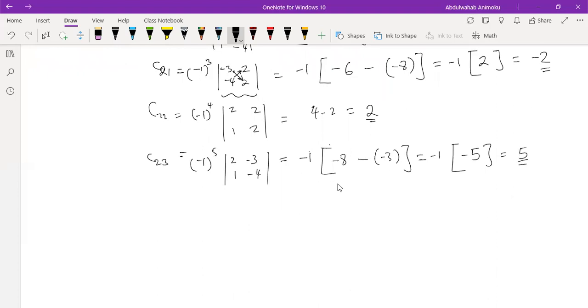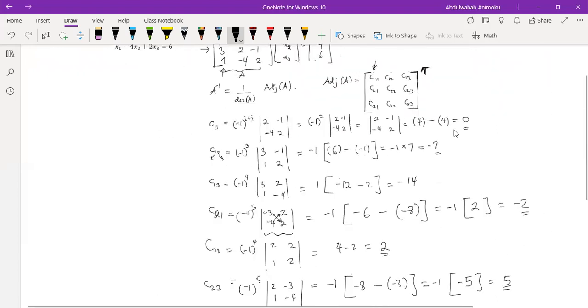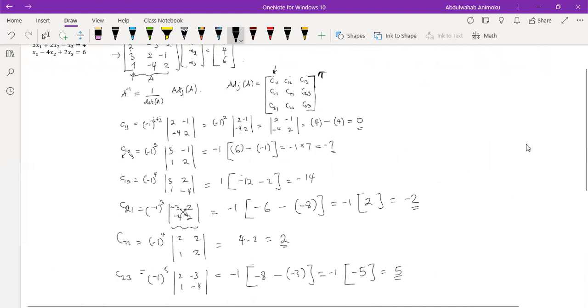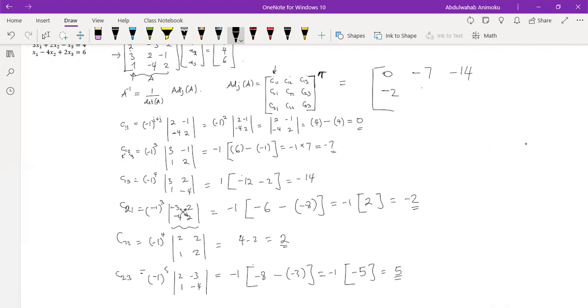Okay. So we are moving gradually. So let's see what we have so far. We're going to find the adjunct of A, and so far we have 0, minus 7, minus 14. We have minus 2, 2, and 5. Right, so we have minus 2, 2, and 5. Now, what about the third one?